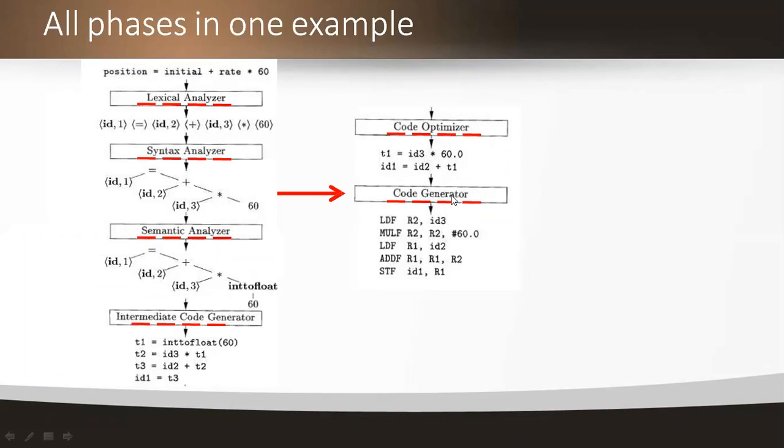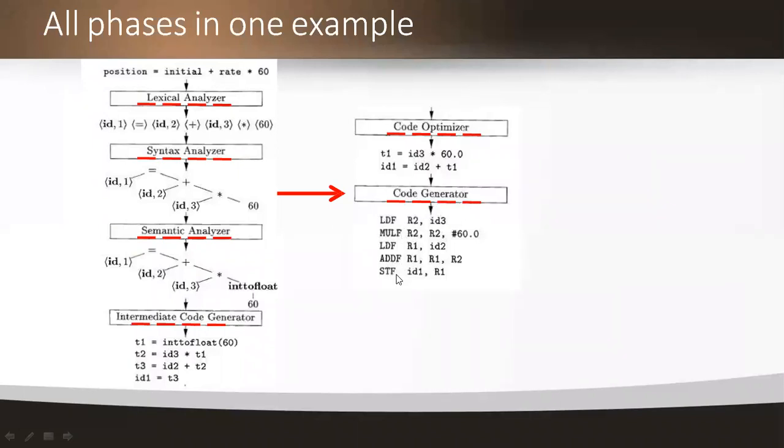Here the task of the code generator is generating code by applying some algorithms, and finally getting the output in the form of machine level code, which is a target code and an object code. See here LDF, MULF, this is a machine instruction code, machine level language code. By using some instruction sets and some registers, the intermediate code representation is converted into machine level code by applying code generation techniques and algorithms.